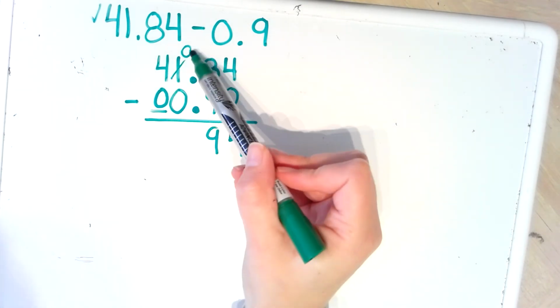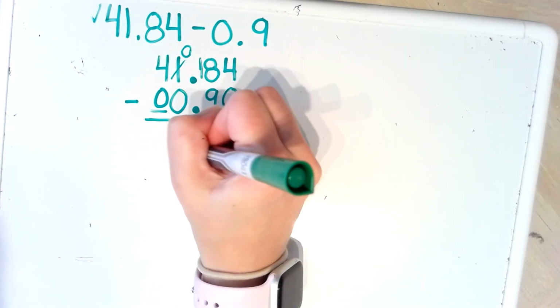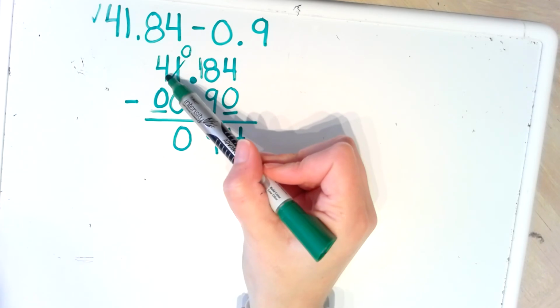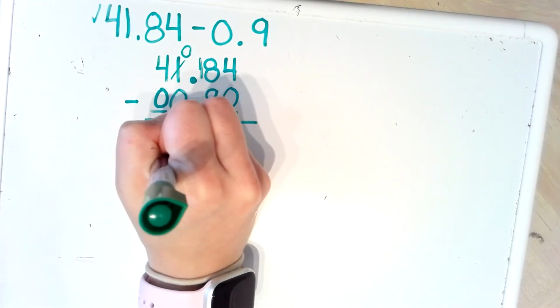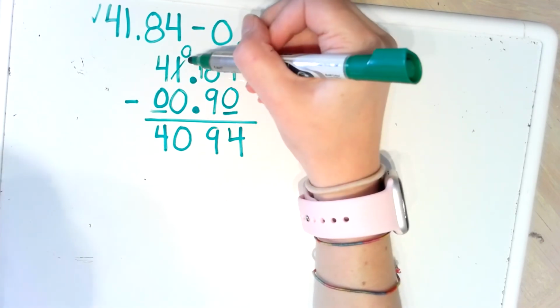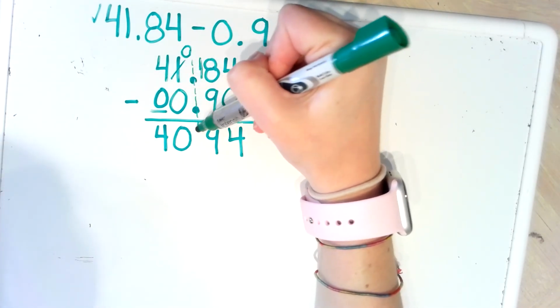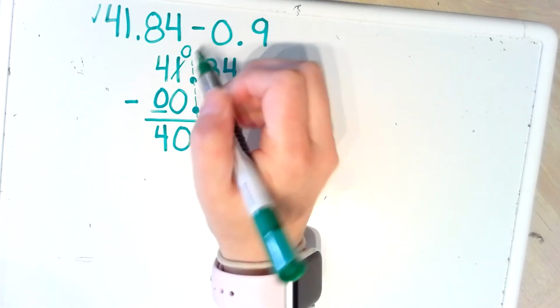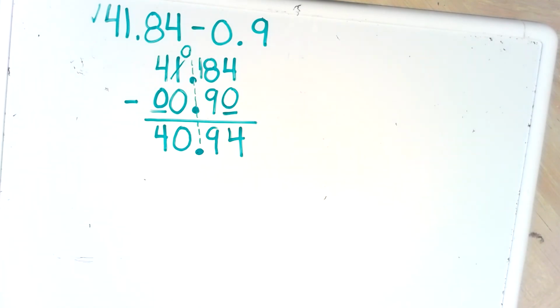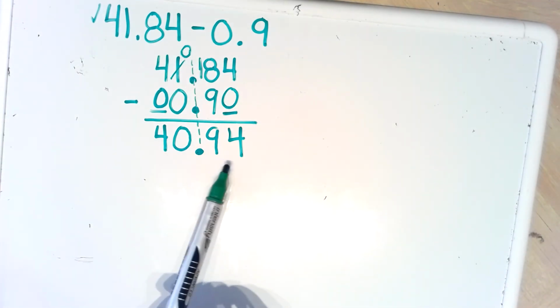And now I have 0 minus 0 is 0. I have 4 take away 0 is 4. And then I want to make sure my decimals aligned, these aligned, and then I just continue that line to bring it down into my answer. So here I can see that my answer is 40 and 94 hundredths.